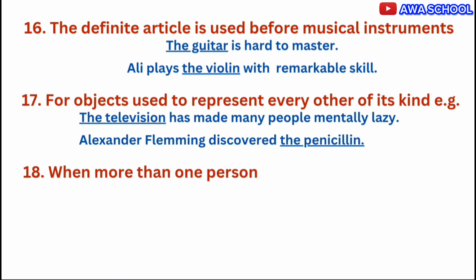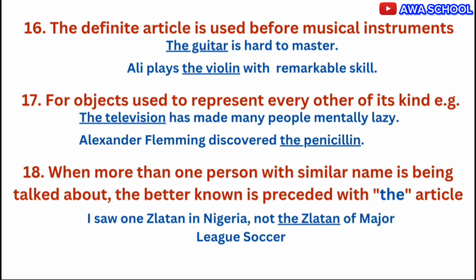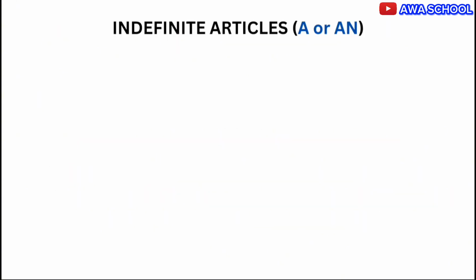When two people have the same name, the better known is preceded by the article the. Example, I saw one Zlatan in Nigeria, not the Zlatan of Major League Soccer. Exactly. Now we move on to the indefinite articles a or an.